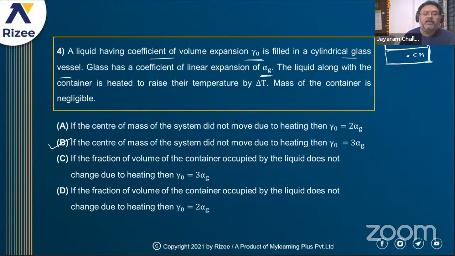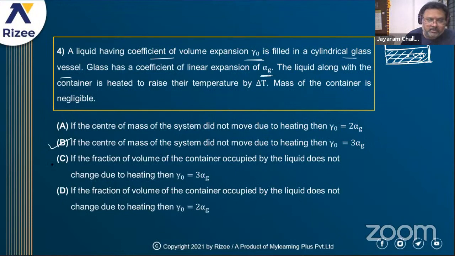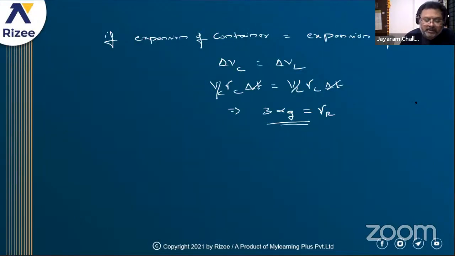And similarly, in C and D, if the fraction of the volume of the container occupied by the liquid does not change due to heating, that means the same issue. If this volume is not going to change on heating, then it will be the same situation, so gamma naught is equal to 3 into gamma G. So the answers are multiple: B and C are your answers for this question. Next case, please.